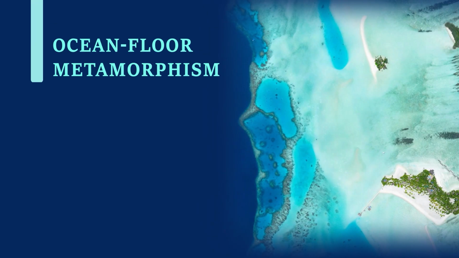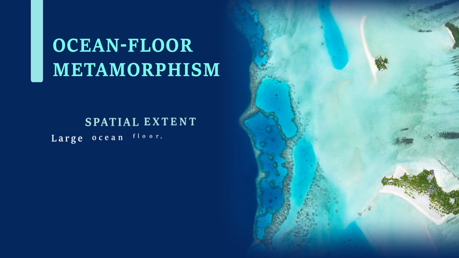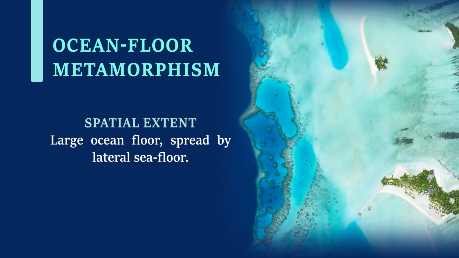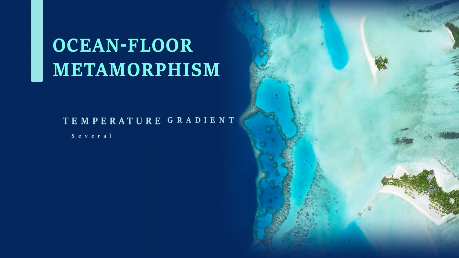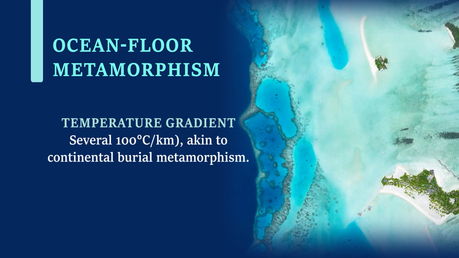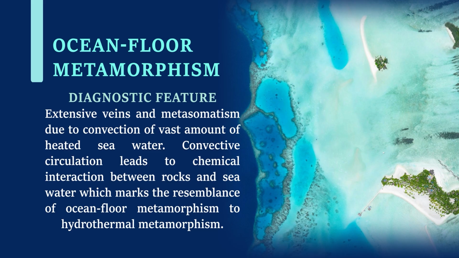For ocean floor metamorphism, Miyashiro in 1973 discussed that changes occur in mid-oceanic ridges. The spatial extent is large, with ocean floor spread by lateral sea floor spreading, rocks mainly non-schistose, basic and ultrabasic, peridotites and basalts. The temperature gradients are several hundred degrees centigrade, akin to continental burial metamorphism. A diagnostic feature is extensive veins and metamorphism due to convection of a vast amount of heated seawater.